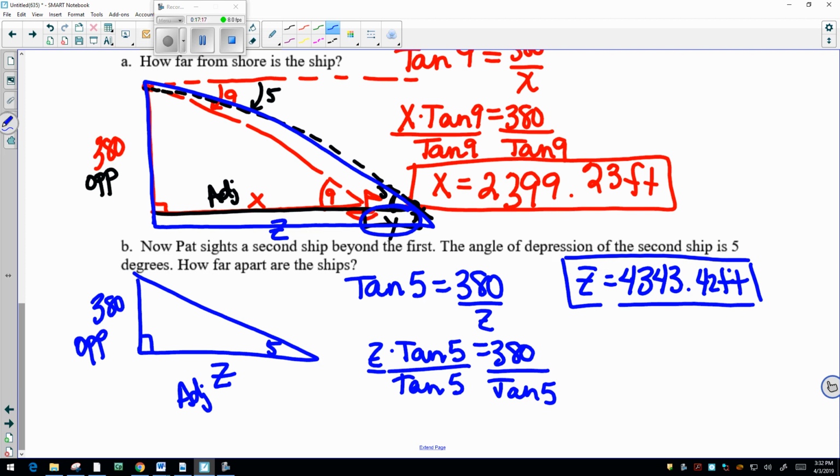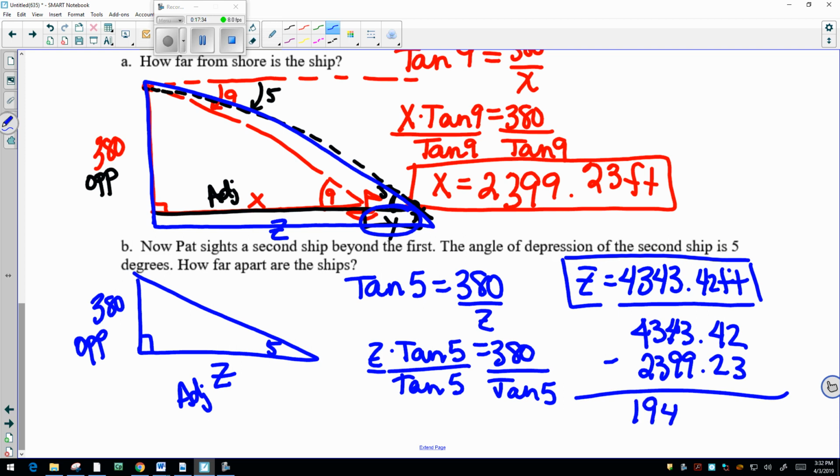Now if I subtract them, so now I'm going to take Z minus X will give me Y. So 43.42 minus my X will get us that final answer that I tried to give you earlier. And what that has just found is that value of Y. That's the distance between the 2 ships. That's a more challenging problem. We will be working on those in class most definitely. Please come see me if you have any questions.